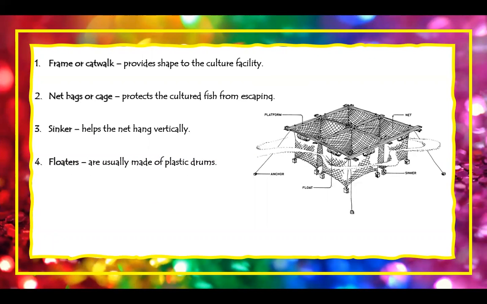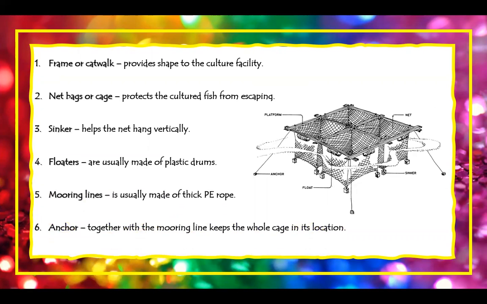Next, we have floaters, of course. This is usually made of plastic drums. It keeps the cage floating on the surface of the water. Next, we have a mooring line. This is usually made of thick PE rope or polyethylene rope. It prevents the structure from being drifted away by the water current.